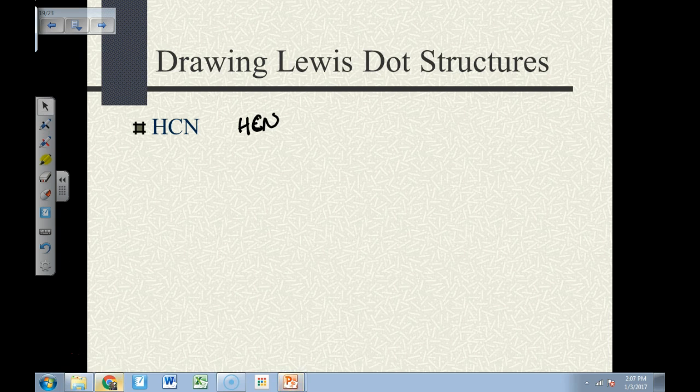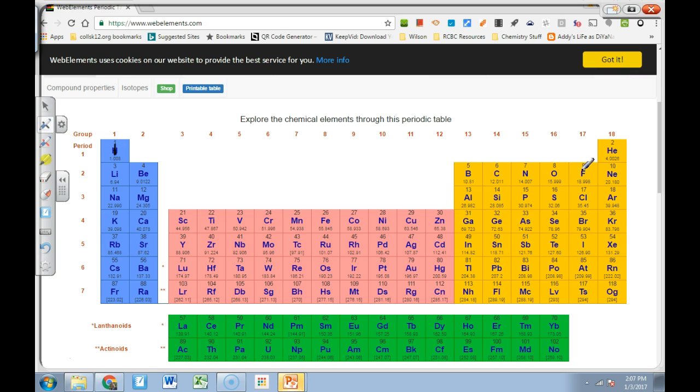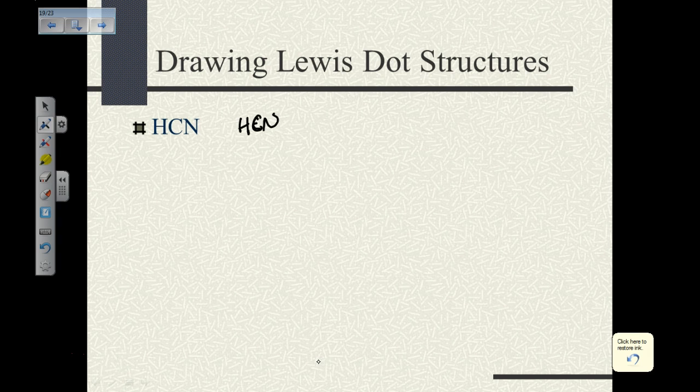So HCN, we have to count valence electrons. So get out your periodic table. Hydrogen has 1 electron, carbon 4, nitrogen 5. So 1, 4, 5, total 10 electrons. So we're going to put 10 electrons around this. No more, no less. That's what we have to deal with. So 10 electrons.